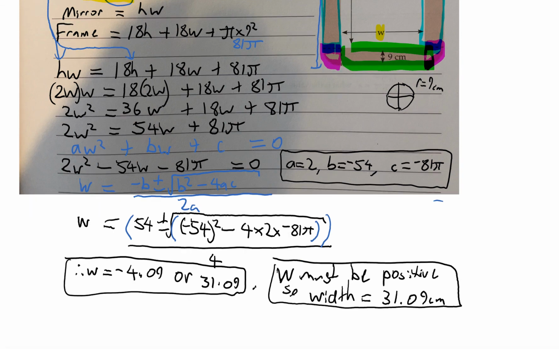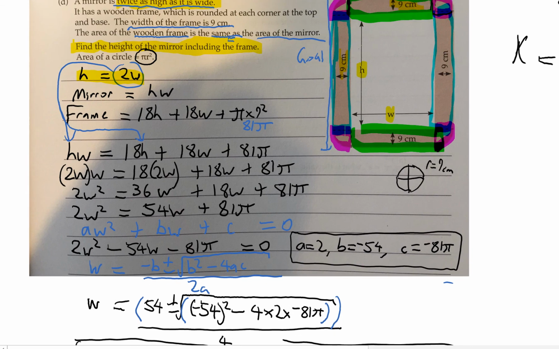W must be positive, so width is 31.09 centimeters. I still need to write both solutions initially. That's part of what's in the marking schedule, but then I need to identify the positive one as the valid one in this case.